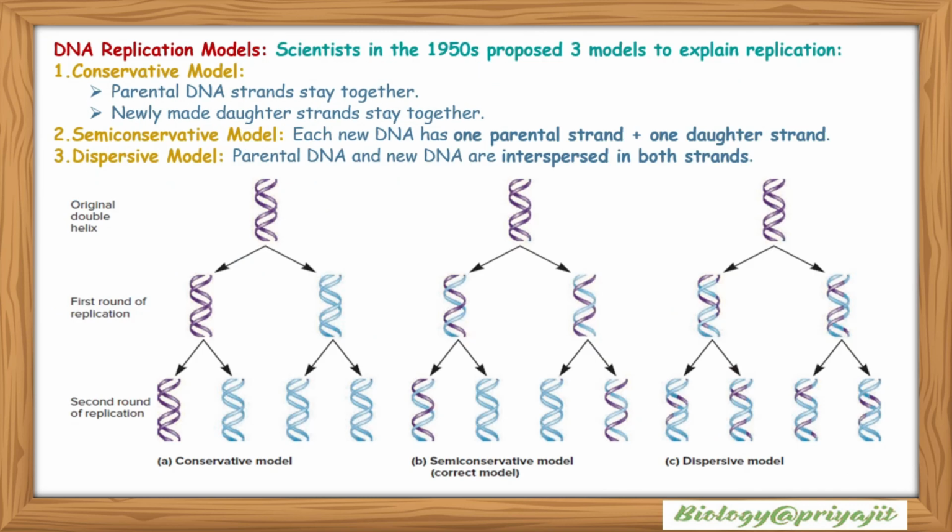DNA replication models: scientists in the 1950s proposed three models to explain DNA replication. First of all was the conservative model. Parental DNA strands stay together and newly made DNA strands stay together. But this model has been obsoleted. Semi-conservative model: each new DNA has one parental strand and one new strand. This is the most acceptable and mostly correct model for DNA replication. And the other model, the dispersive model, which was also ignored and obsoleted, is where parental DNA and new DNA are interspersed in both strands.